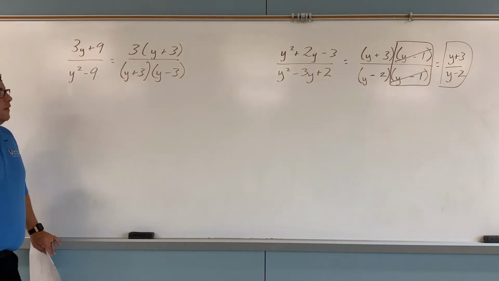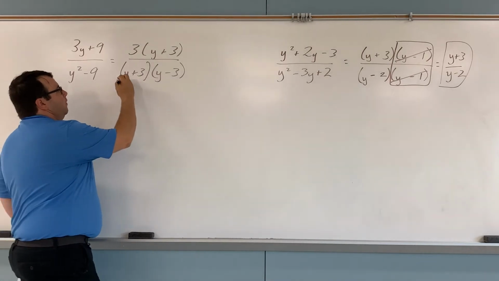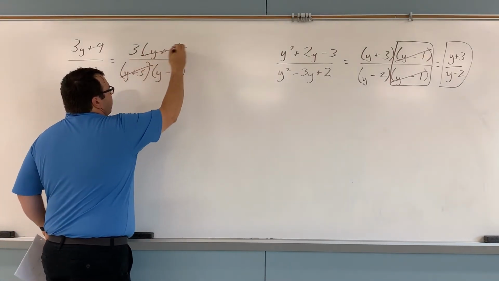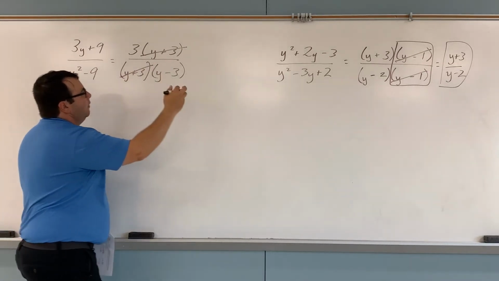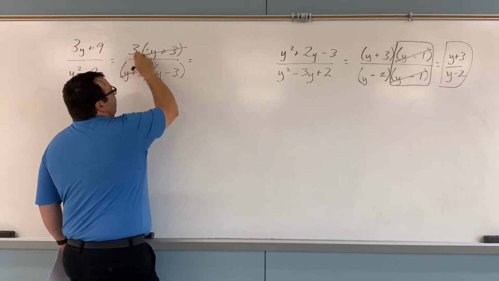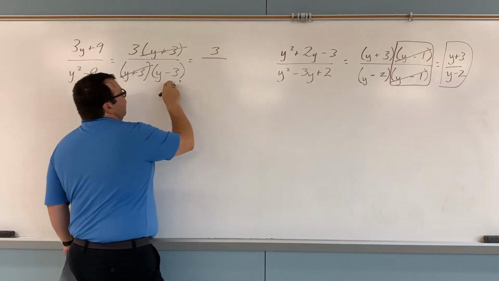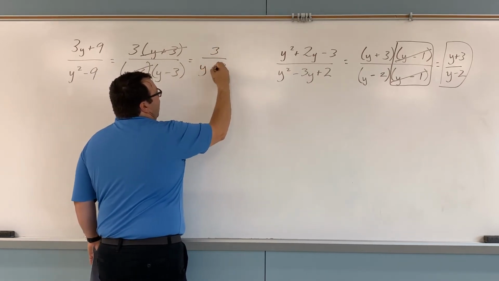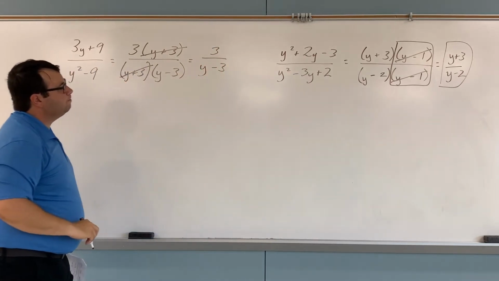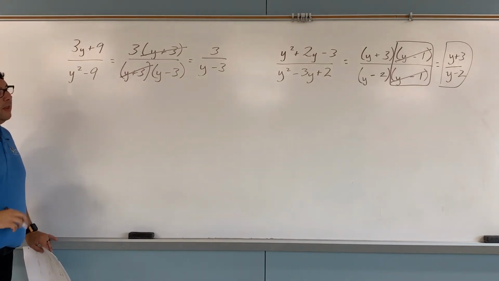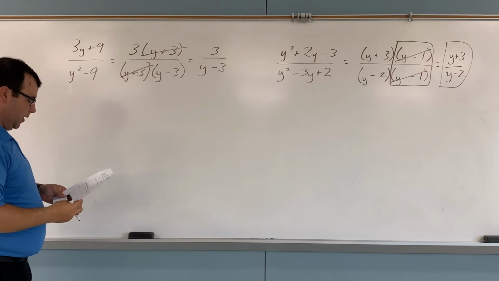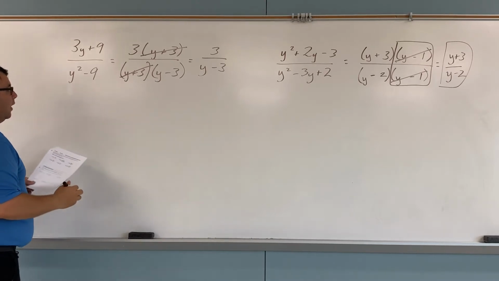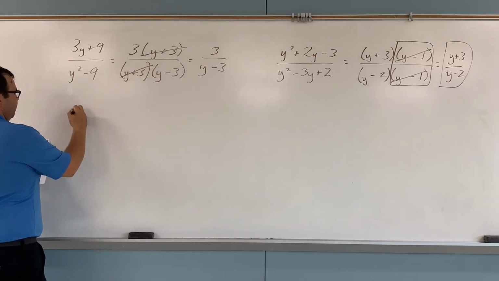Can I cancel anything? Absolutely. The y plus 3 occurs in both numerator and denominator, and they are products, so I can cancel those out. And so I have 3 over y minus 3 left over. And that's it. That's the whole process of simplifying your rational expressions. Let's try another one, shall we?